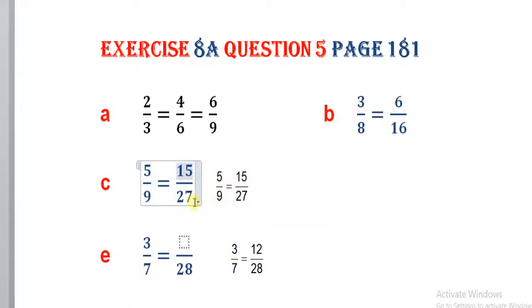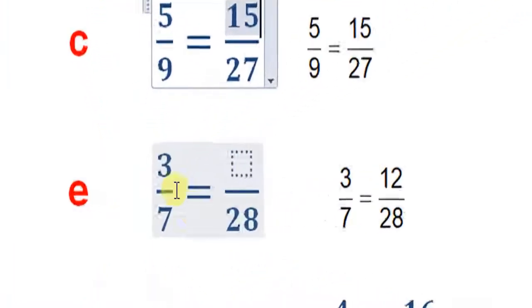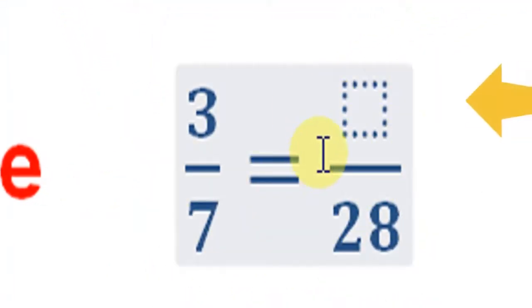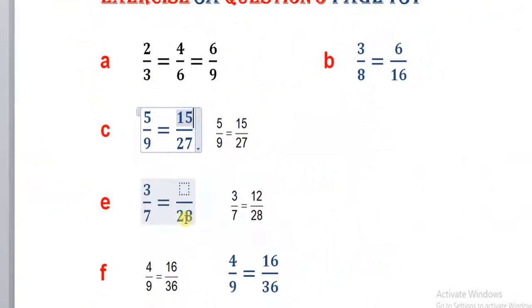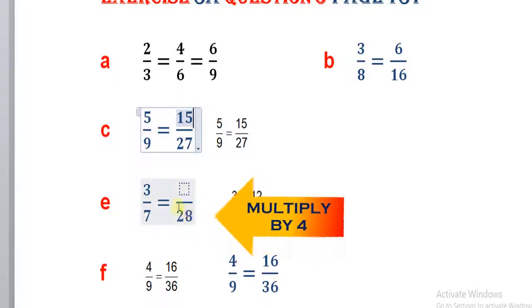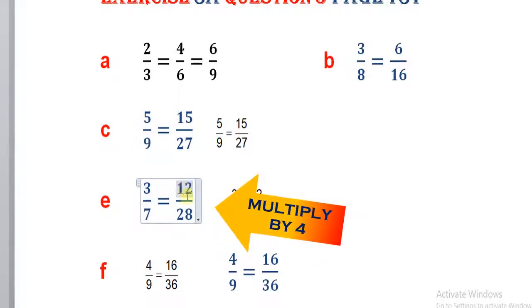The answer is 15. Now for E, we have 3/7 and the missing number is the numerator again for the equivalent fraction. The denominator is 28 here, so 7 multiplied by 4 is equal to 28. Definitely 3 multiplied by 4 is equal to 12. So 12/28, the answer is 12/28.